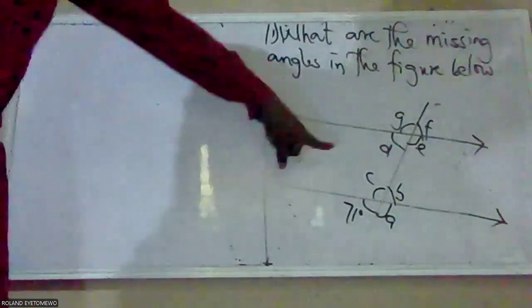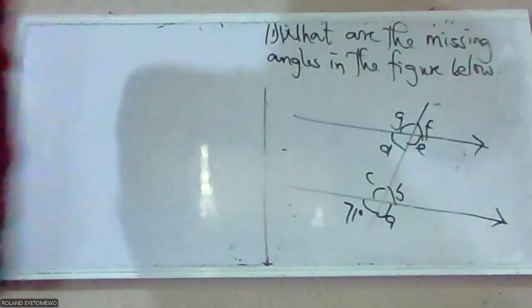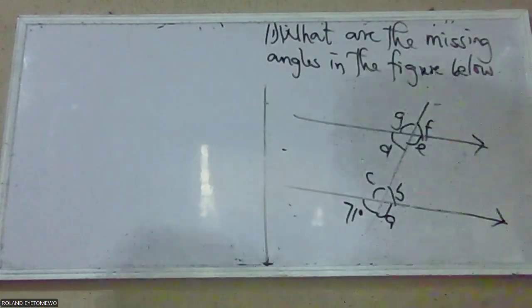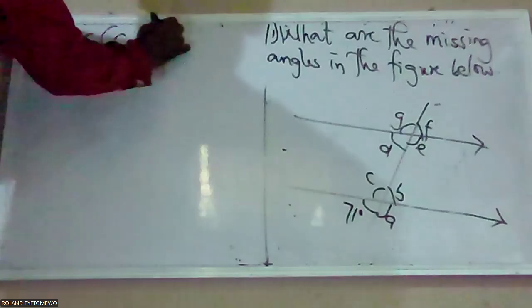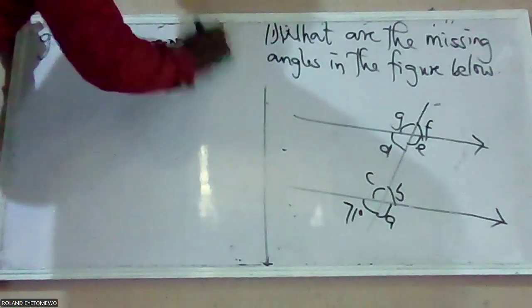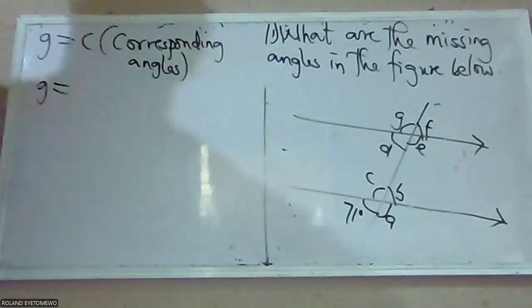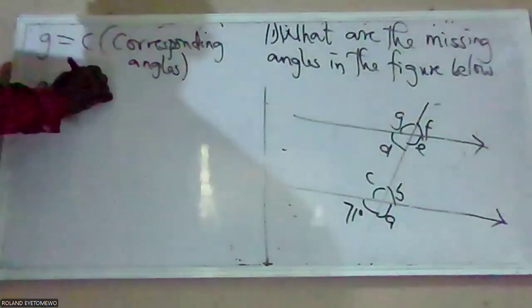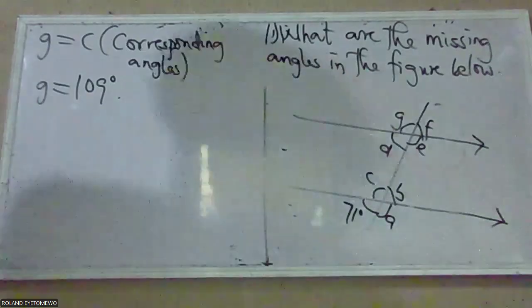Now, C and G are corresponding angles. So G is equal to C. What is the reason? Corresponding angles. So G, given the value of C as 109 degrees, therefore, G is 109 degrees.